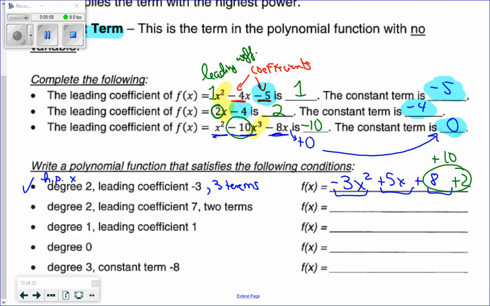Okay. Degree 2, leading coefficient 7, and this one has to have 2 terms. You have to have a 7 in front of the x squared, and then we've got to come up with one other term. Anything you want. Sure, minus 4x, or you could just do minus 4.